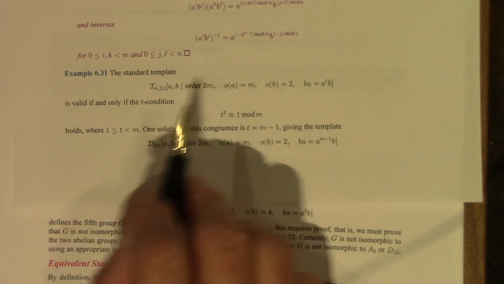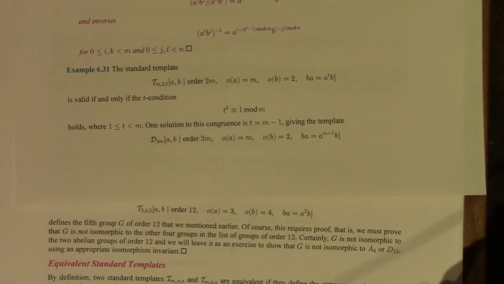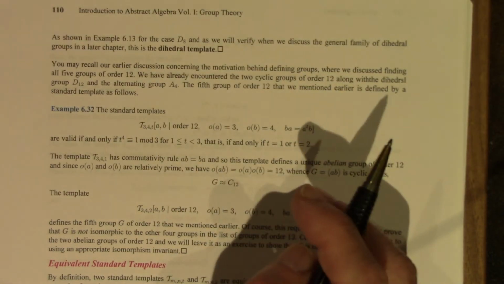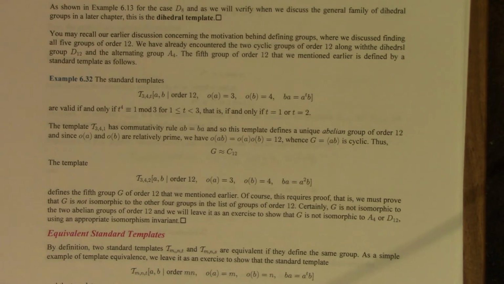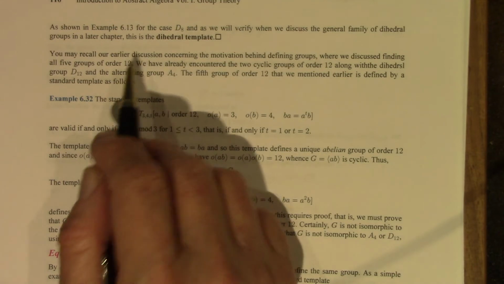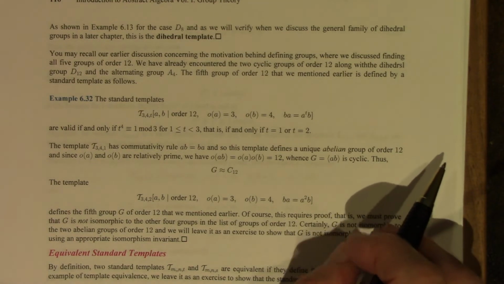So this example of a standard template, when N is 2, defines all of the dihedral groups, the family of dihedral groups, depending on the value of M. And so that's why we refer to this. Since we know now that valid standard templates define unique groups, we know that these templates uniquely determine the dihedral groups. So we can call this template the dihedral template. And there's really one dihedral template for each value of M, so it's a family of dihedral templates.